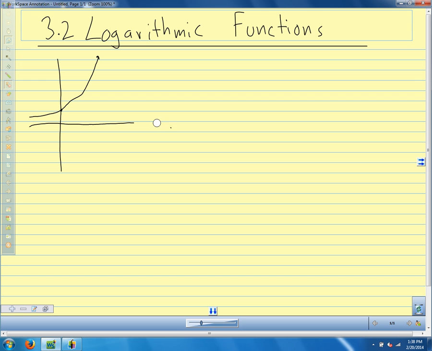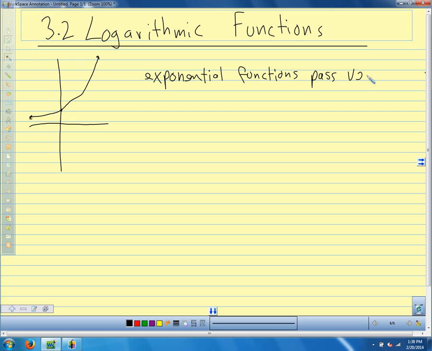All right, so this graph, does this graph pass the vertical line test? Yes. Does it pass the horizontal line test? Yes. So exponential functions pass the vertical and horizontal line test. All of our exponential functions are going to look something like that, or it's going to be a decreasing function but just reflected over the y-axis. So exponential functions pass the vertical plus the horizontal line test.